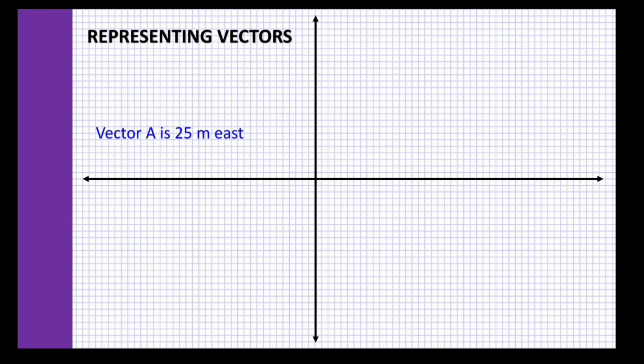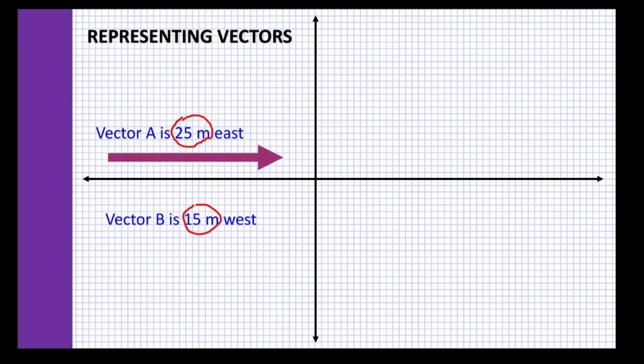Now, for example, we get told that vector A is 25 meters east, vector B is 15 meters west. So vector A is acting 25 meters east, vector B is acting 15 meters west. How would you represent these two? Well, for starters, you can tell that vector A has got a bigger magnitude, 25 meters, compared to vector B, which is 15 meters. Though they're acting in different directions, you can still see that the magnitude of A should be bigger than the magnitude of B. Okay?